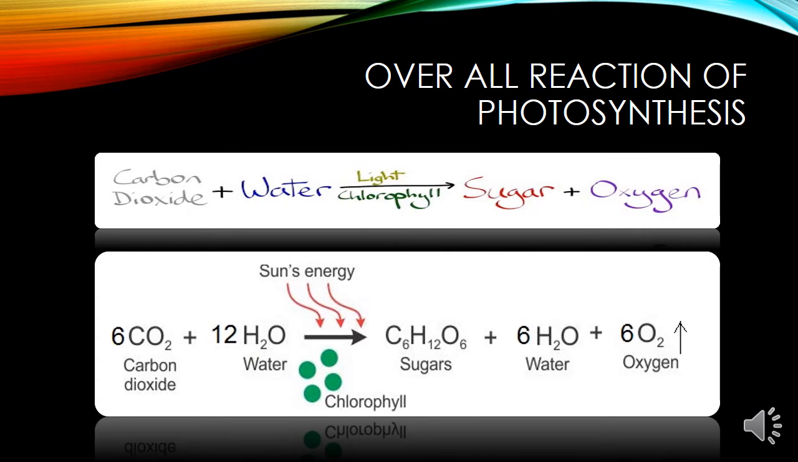In your examinations there is a question: write the overall reaction of photosynthesis. In the lower classes you can write carbon dioxide plus water gives sugar plus oxygen in the presence of light and chlorophyll. But in higher classes there is an overall reaction, which you can see on your screen: CO2 plus H2O gives C6H12O6 plus H2O plus oxygen. Oxygen is a gas which is liberated during photosynthesis. The whole process takes place in the presence of sun energy and chlorophyll.